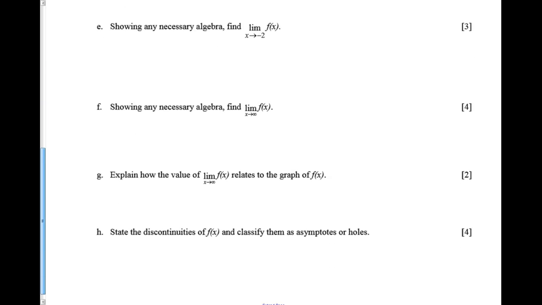Let me scroll down a little more. For F, I'm finding limits as x approaches infinity. And then I'm doing some explanation about what's going on with the limit and the graph in part G. And in H, I'm stating the discontinuities and classifying them as asymptotes or holes. So right away, that should be a clue. This is not going to be your basic straight arrow graph here. I've got a little more going on.